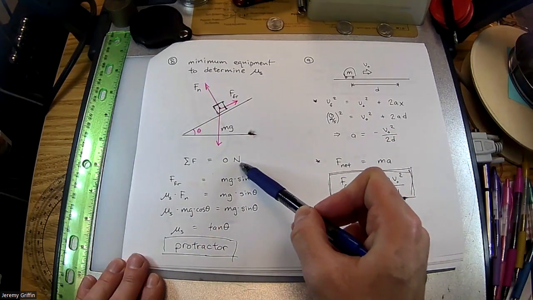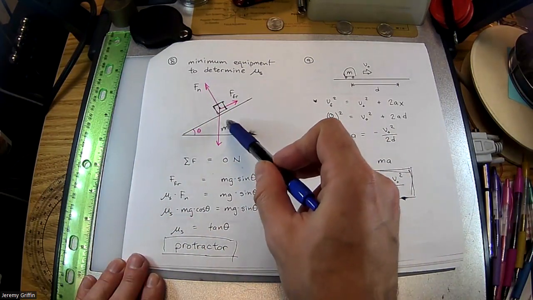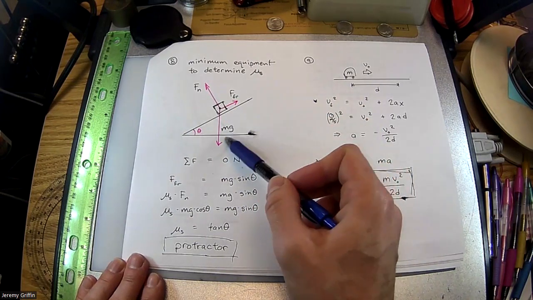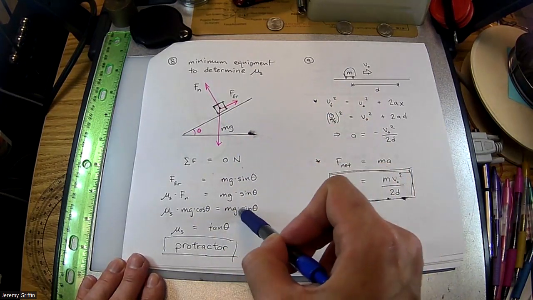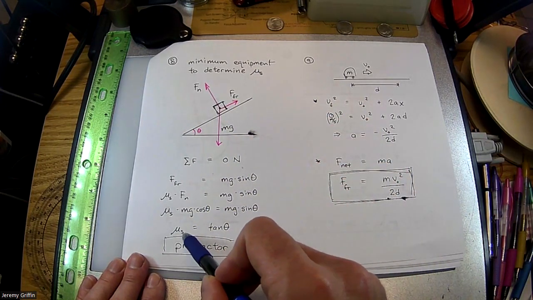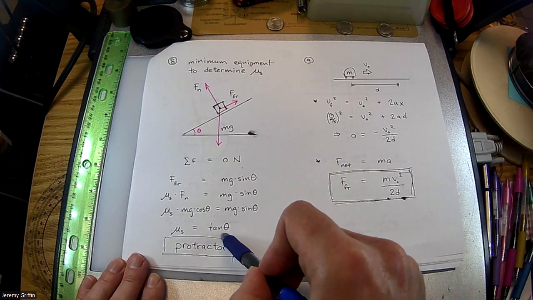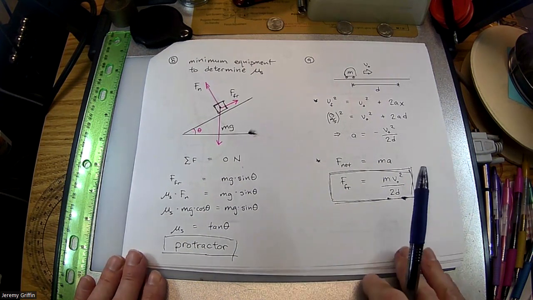So this friction force would have to be balanced with mg sine theta, right? You do some substitutions, and the coefficient of static friction ends up being tan theta for that scenario. That's a good one to know.